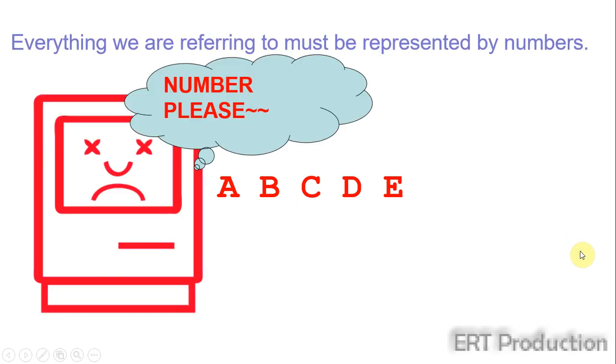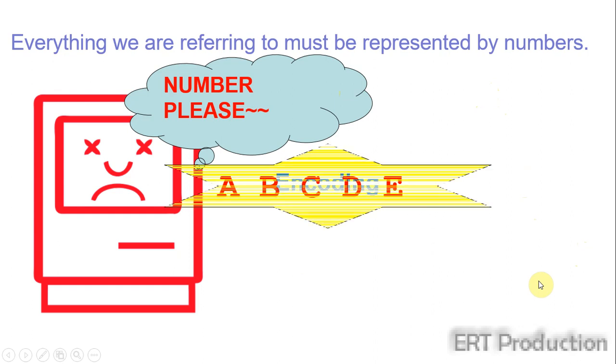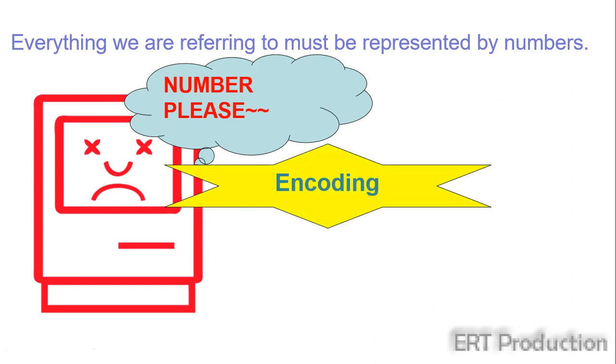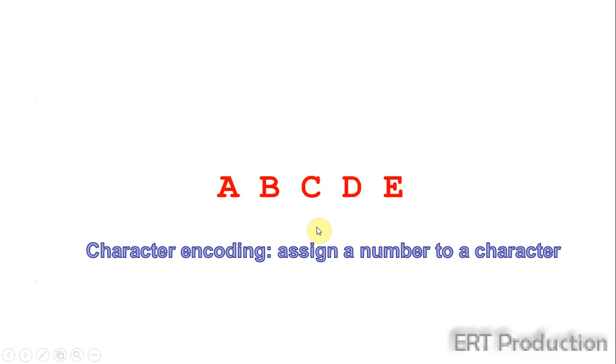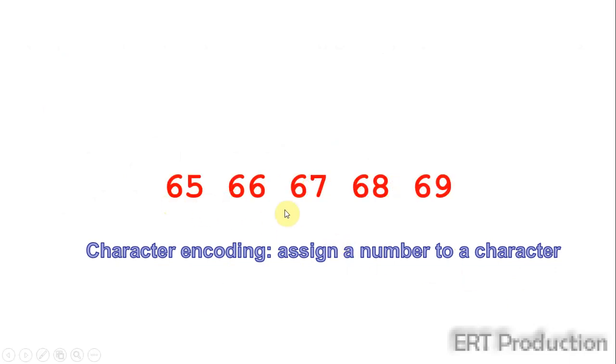The first thing you should know is that computers are just machines which can only store and manipulate numbers. Therefore, everything we are referring to must be represented by a number. This process is called encoding. Therefore, if we want to process characters in computer, we must assign a number to each character. We call this character encoding. You can see now we represent A to E by 65 to 69.